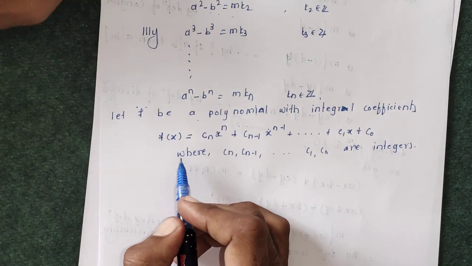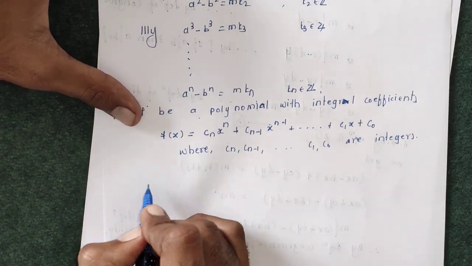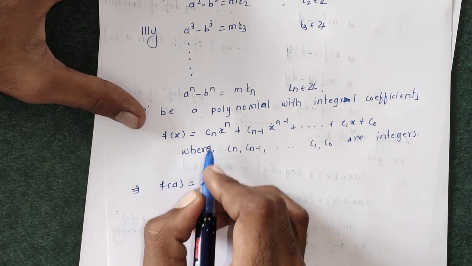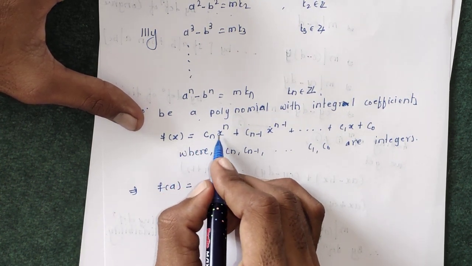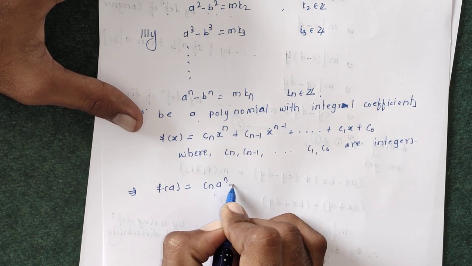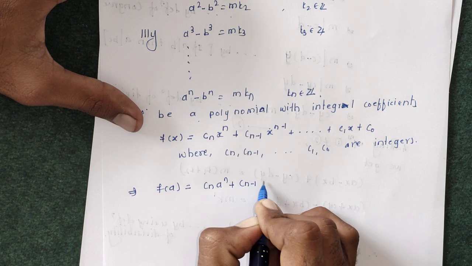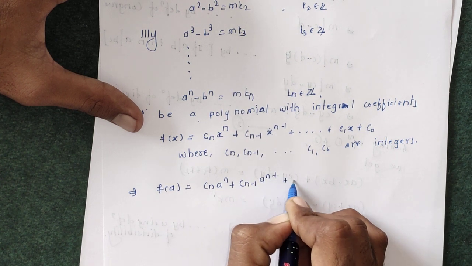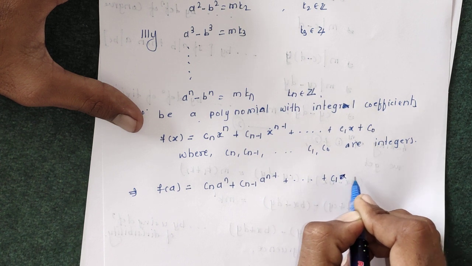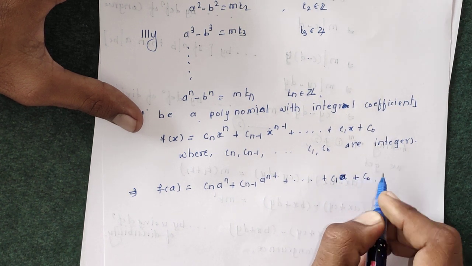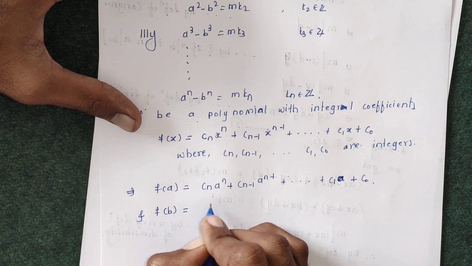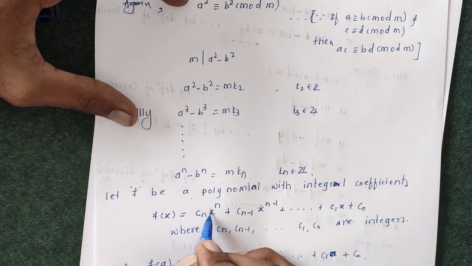Here from this f of x, we can write f of a. This gives f of a equals, we just replace x by a, cn a raised to n plus cn minus 1 a raised to n minus 1 plus up to c1 times a plus c naught, and f of b equals, again we replace x by b.